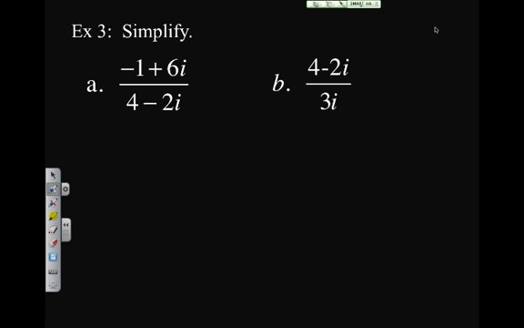So let's go ahead and try these two. The first one, again, we find our denominator. It's right here, and we're going to multiply the top and bottom by 4 plus 2i.